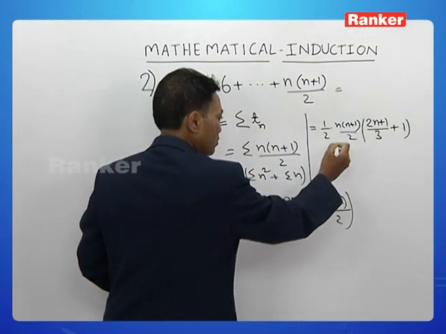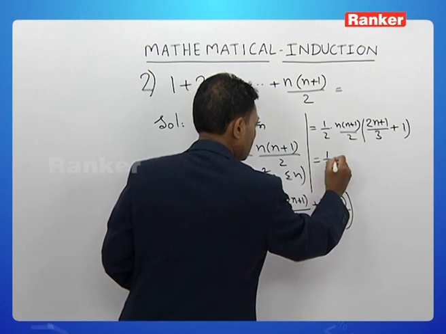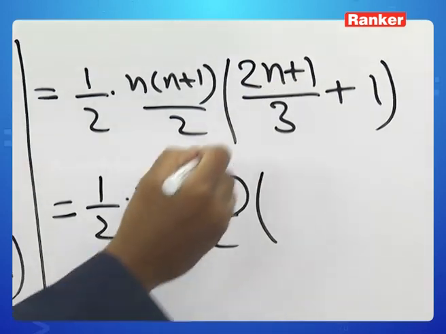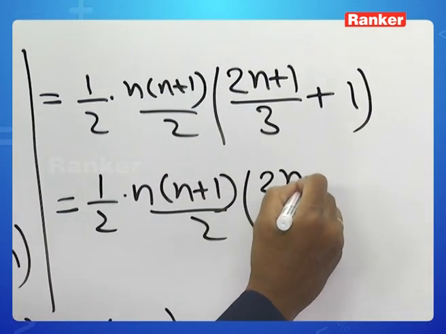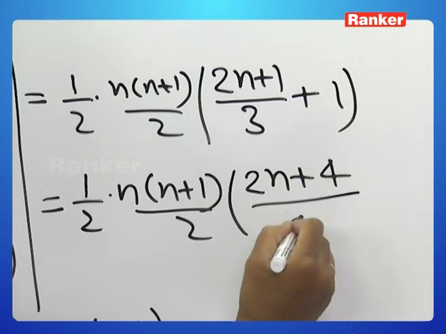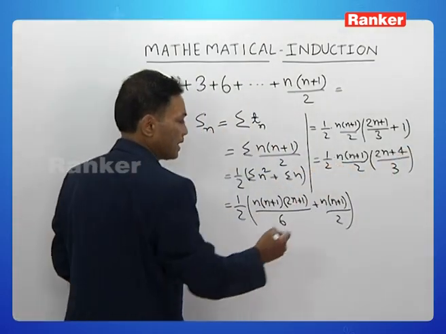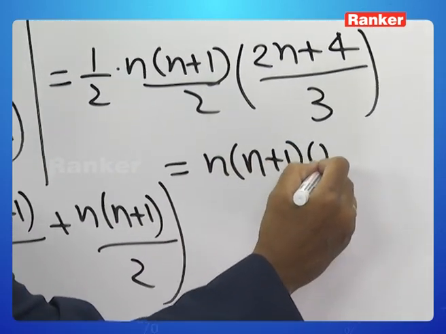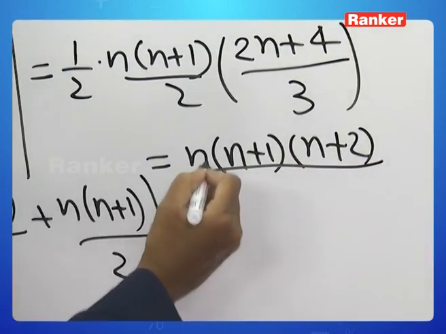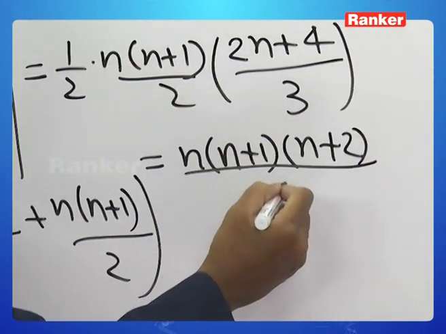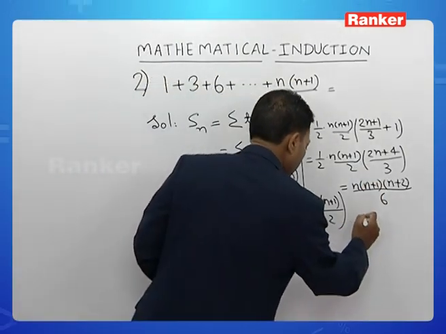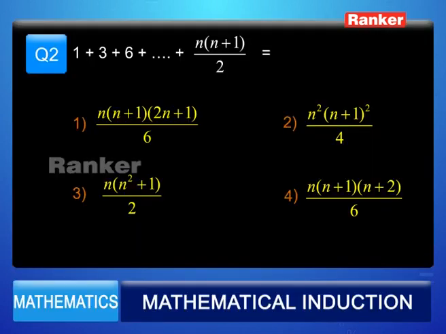Okay. Now, 1 by 2, n into n plus 1, then 2n plus 1 plus 3, that is 2n plus 4 by 3. Take 2 common and cancel it. So, what is remaining then? n into n plus 1 into n plus 2, the 2 got cancelled here. So, the remaining is 3 into 2, 6. So, that's over. What is the right option now? The answer is, among the given 4 options, the 4th option is the answer.